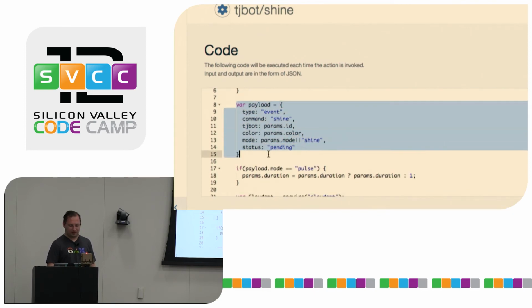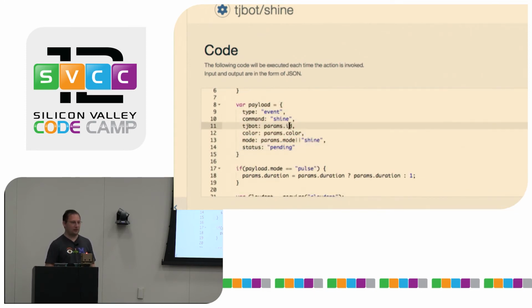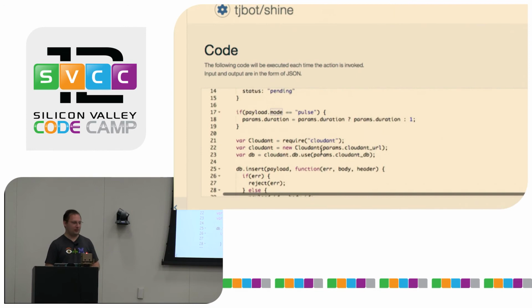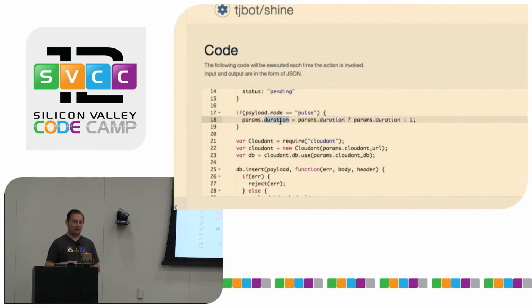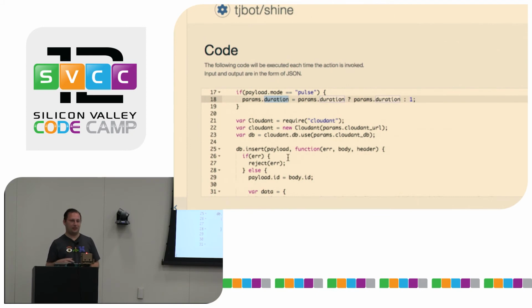So I have this simple payload with a TJBot ID, a color, and a mode parameter that is being passed in. If it's a pulse, I also use a duration, so the light can pulse between half a second to 2 seconds. And then as an API, I want to keep track of every call that is made to the API, since some of these commands get sent down and they don't get resolved immediately. I want to keep track of that status so I can pull the API and say, did the light change? Or it was capturing audio, what was the transcription?